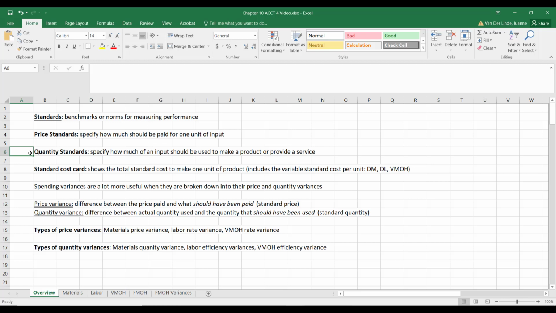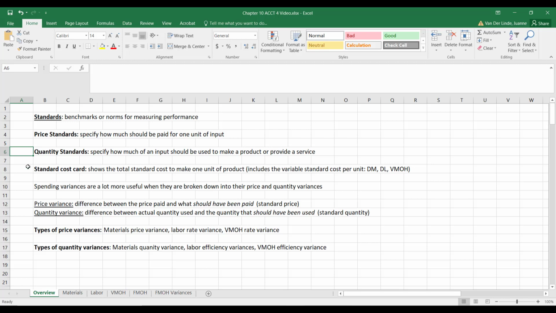Quantity standards specify how much of an input we should use to make a product or provide a service. We'll start with materials. The materials quantity standard tells us how many pounds of materials, for example, we need to use to make 1 unit of product. The labor quantity standard tells us how many direct labor hours should be used to make 1 unit of product. And with variable overhead, again, how many hours will we need to use on 1 unit of product, and what does that equate to in terms of overhead incurred for 1 unit of product?